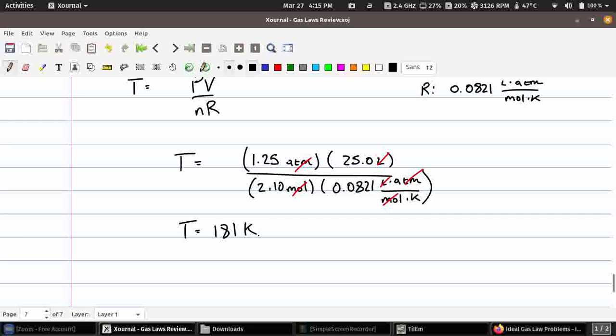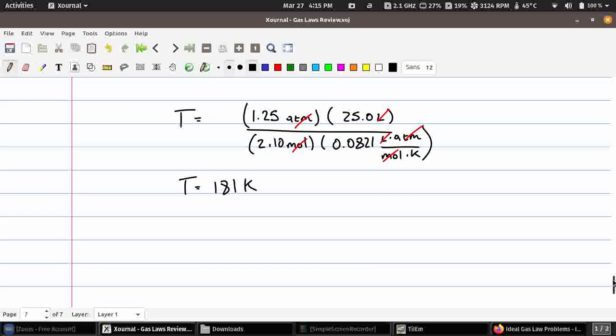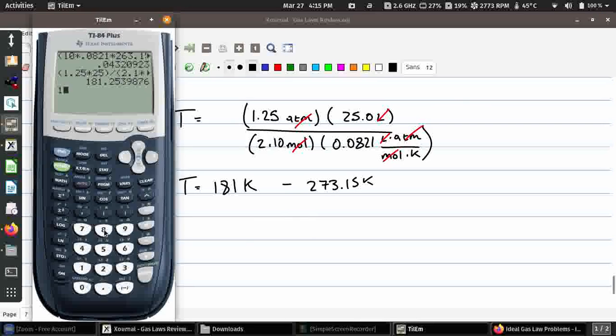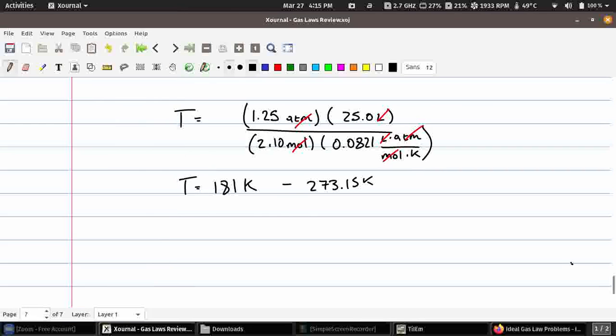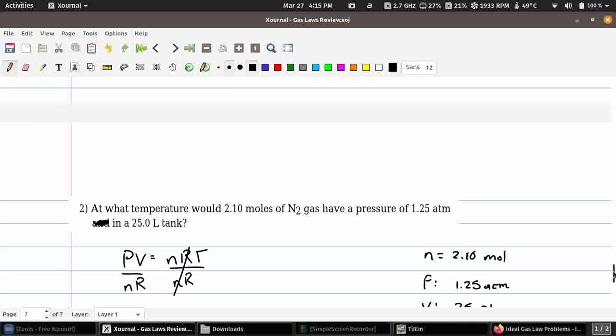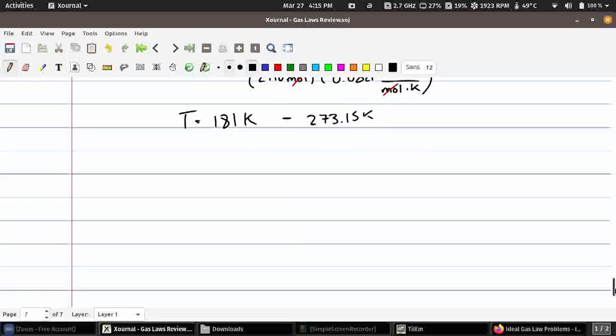All right. So that means temperature is going to be 181 kelvins. If you wanted to convert this back to Celsius, you would just subtract 273.15. So in the calculator, I don't know what that is off the top of my head, but about negative 92 degrees. So pretty cold. All right.